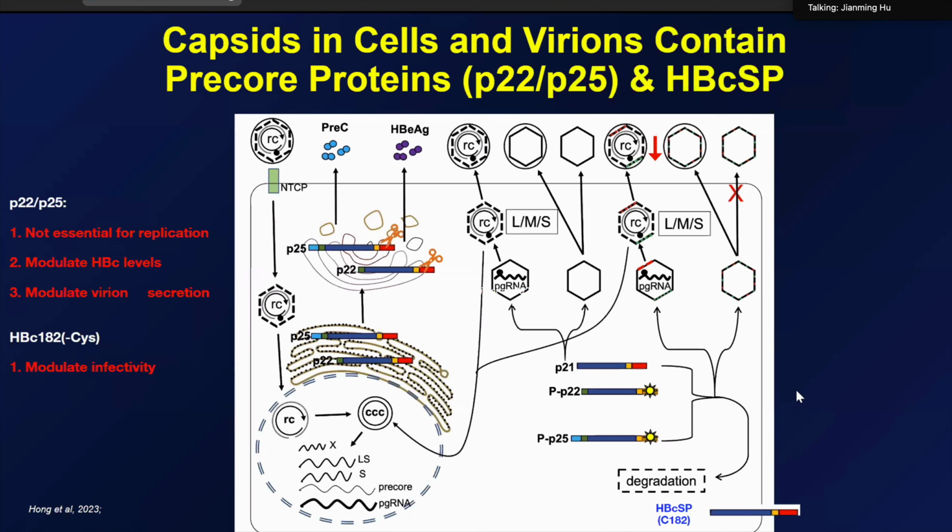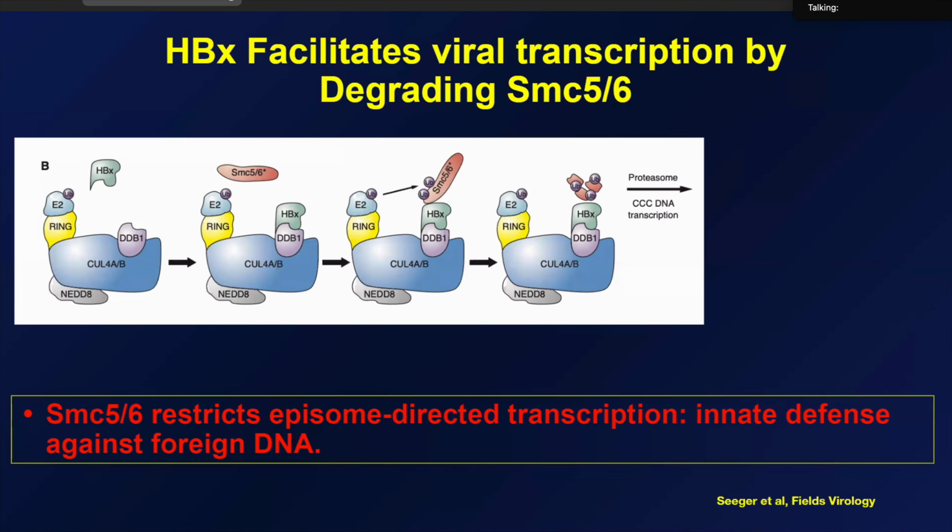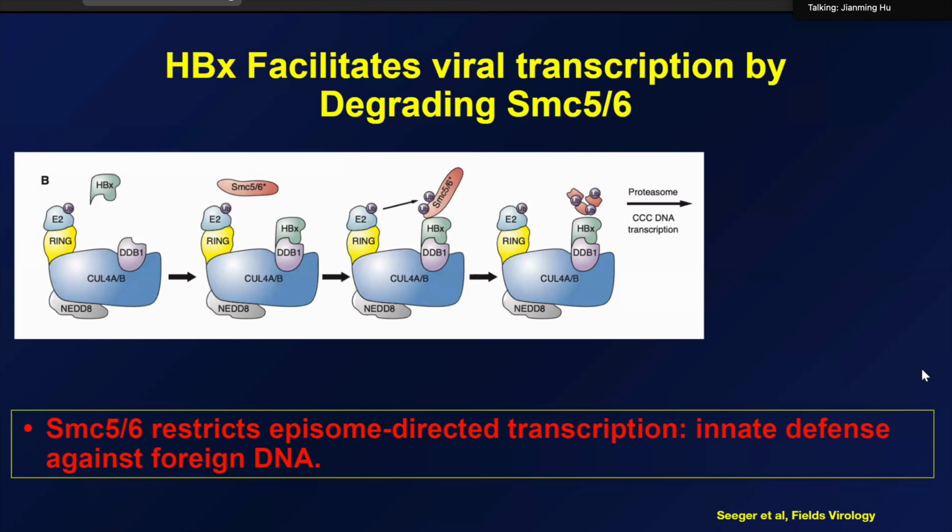Okay, next, please. Here, I just want to say one word about the X protein. X protein is involved in regulating viral transcription. The most recent accepted version of this is that the X protein degrades a host factor called SMC5 and 6. So SMC5 and 6 then cannot suppress cccDNA transcription. Okay, next, please.